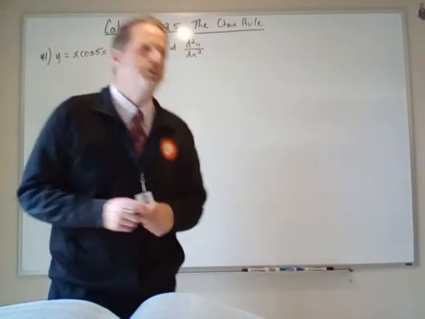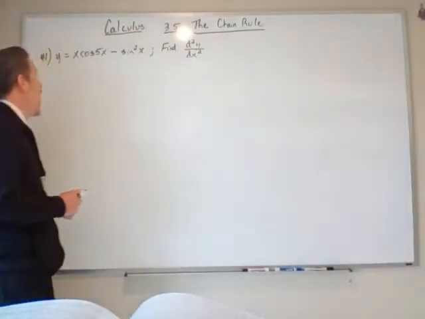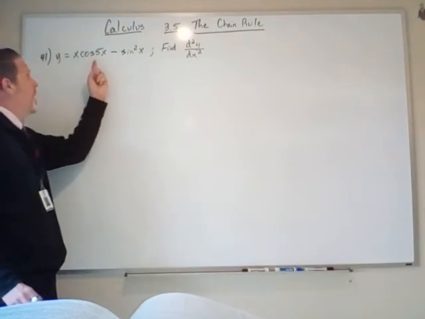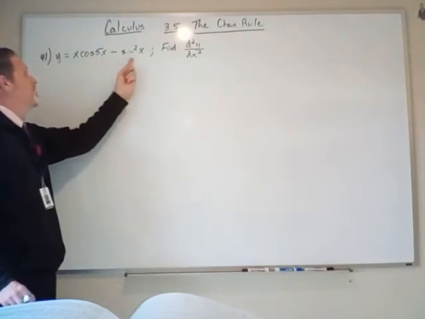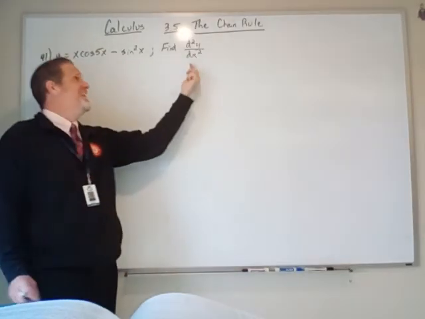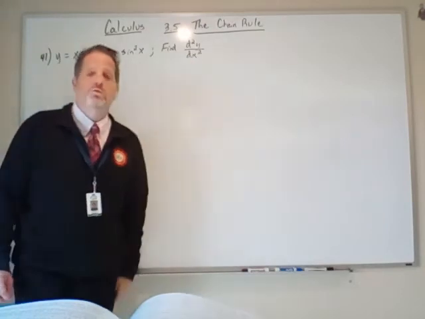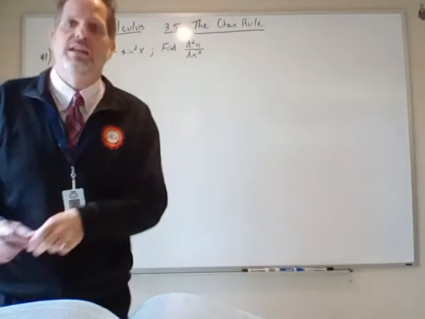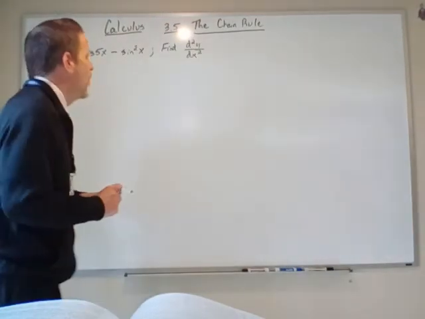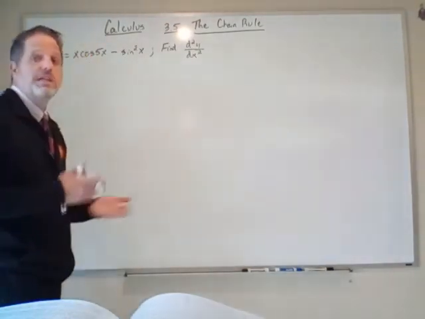All right, let's look at a problem here. This one, we've got y equals x times the cosine of 5x minus sine squared of x, and we need to find d squared y over dx squared. In other words, we have to find the double derivative of y with respect to x. In order to find the double derivative, we need the first derivative.